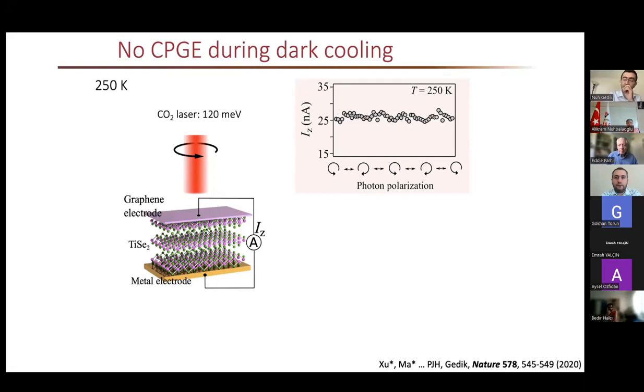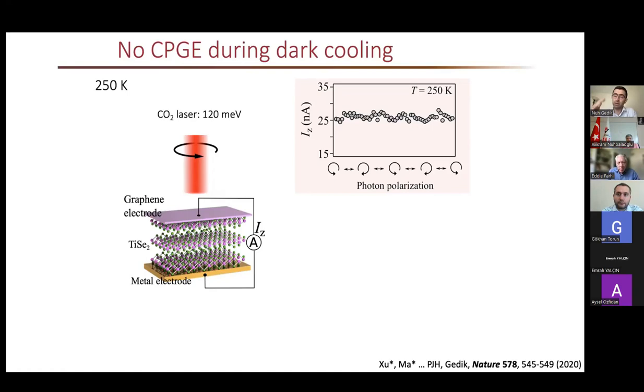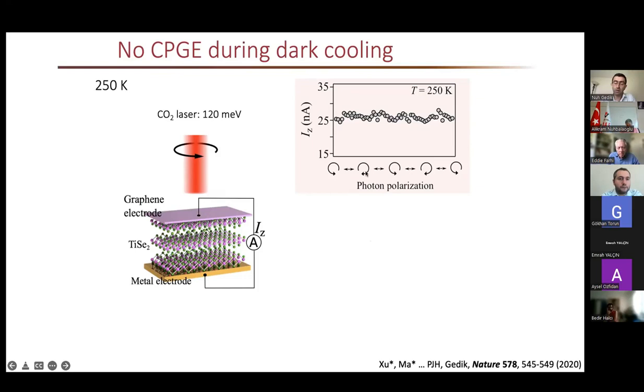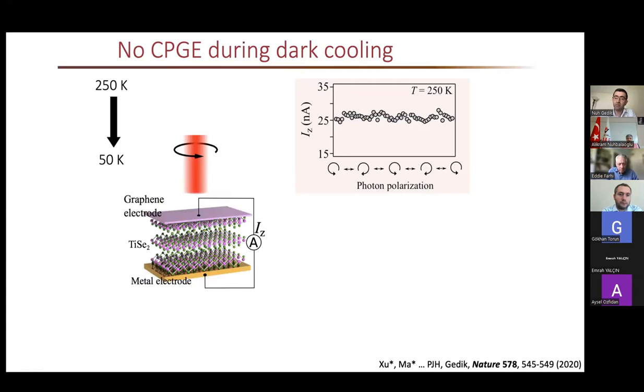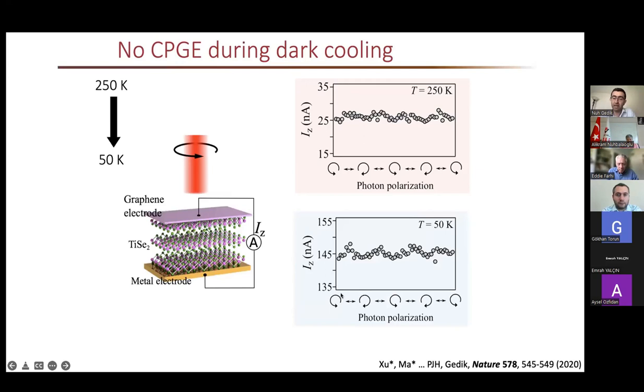So now the big thing was, let's cool this down to 50 Kelvin below the transition and see if we see any difference. Obviously what we did was we turned off the light. We did the experiment at 250, then we turned off the light, and then we cooled down to 50 Kelvin. We turned back the light, we measured again, and then, to our dismay, it looked the same.